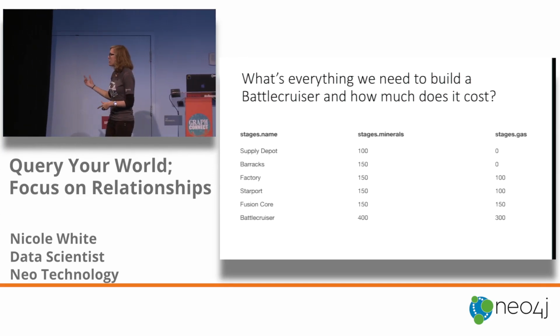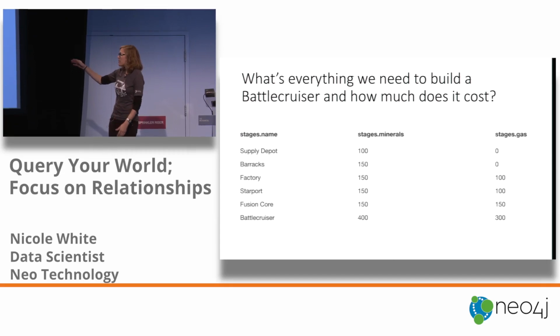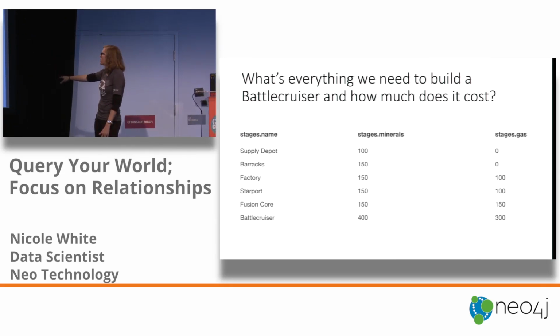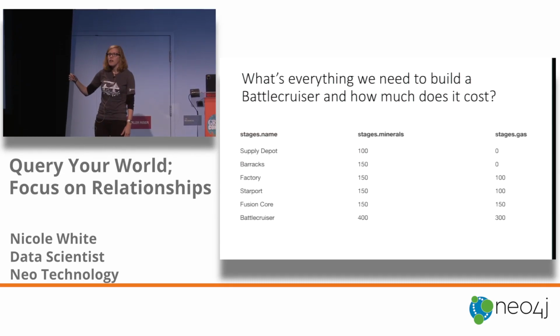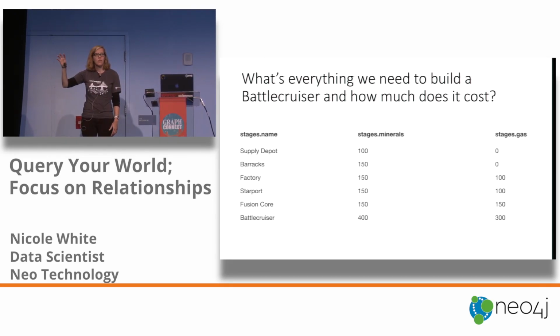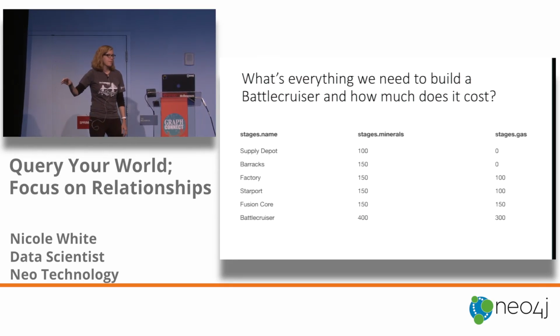So as we saw visually earlier, we have to start with the supply depot, then we go to the barracks, then eventually all the way down to battlecruiser. And so these are all the stages, and these are the three properties that we returned from all the nodes that were on that shortest path.